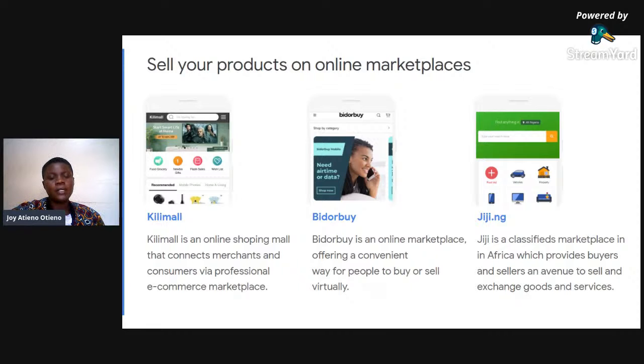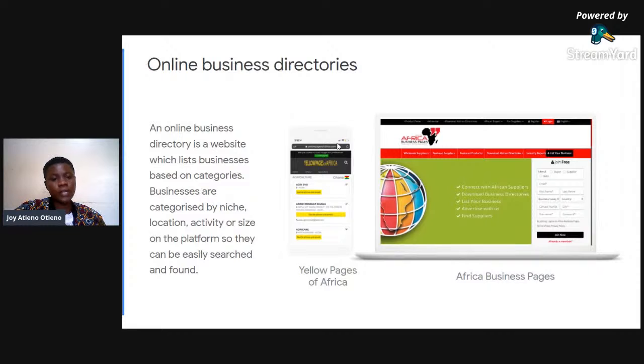So I was talking about Bidabai. How Bidabai works: Bidabai is where you go and bid, as the word says. Merchants will come and list their goods, but the price they put is not the final price. There's a way that you can negotiate, right? And then we have GG. Even in Uganda, there is GGNG. It's a classified marketplace in Africa, and it provides buyers and sellers an avenue to sell and exchange goods and services. So you can choose to get listed on one of those platforms.